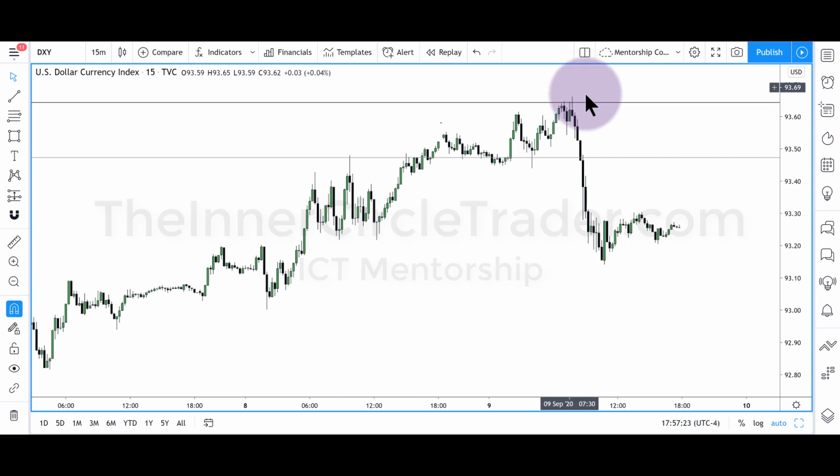We rally. Rejection block on the daily. We break down, and we have a breaker. This high, low, high, higher than this one, clearing relative equal highs. This is our breaker, and we have a fair value gap overlap.